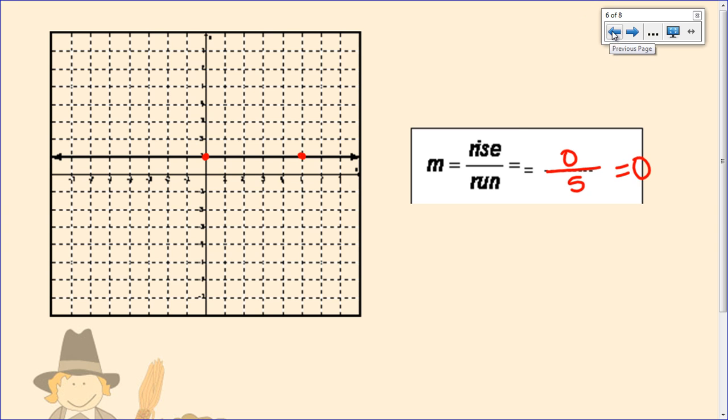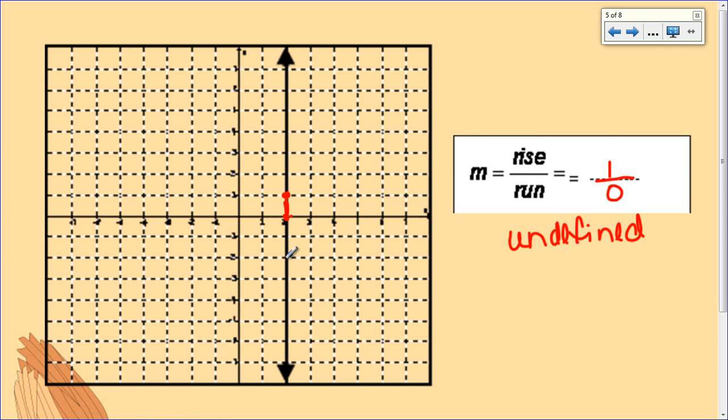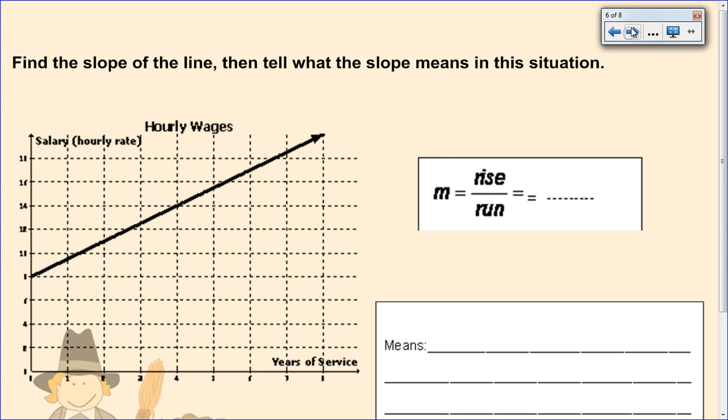So this takes us back to our HOY and our VUX. Horizontal lines have 0 slope, and they have 0 slope because there's no rise, and they're always in the form y equals. Vertical lines have undefined slope because they go up and down and they have no run, and they are always x equals. So let's do another example.